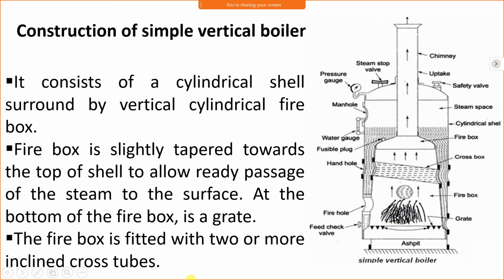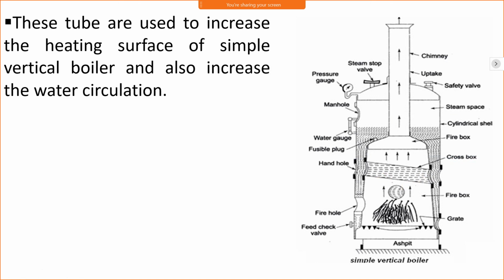The firebox is fitted with two or more inclined cross tubes. In this figure two cross tubes are shown, but there can be more cross tubes to increase the heating surface area. These tubes are used to increase the heating surface of the simple vertical boiler and also to increase the water circulation.